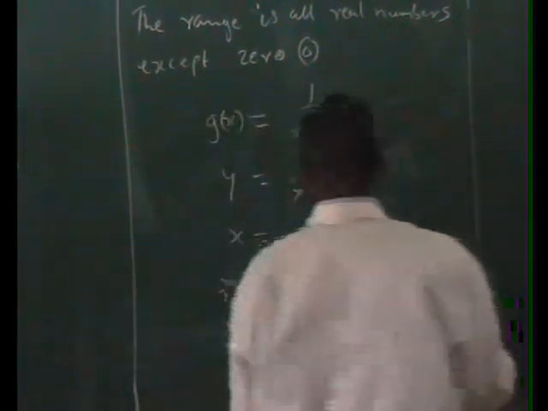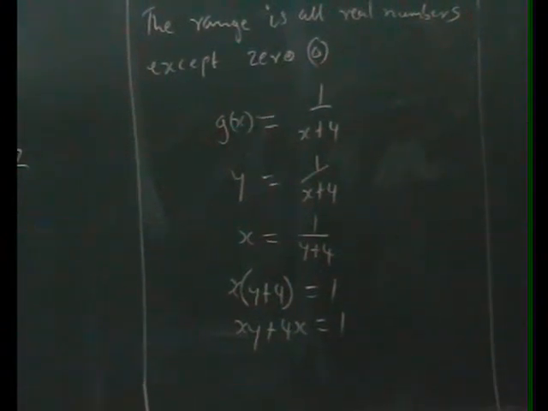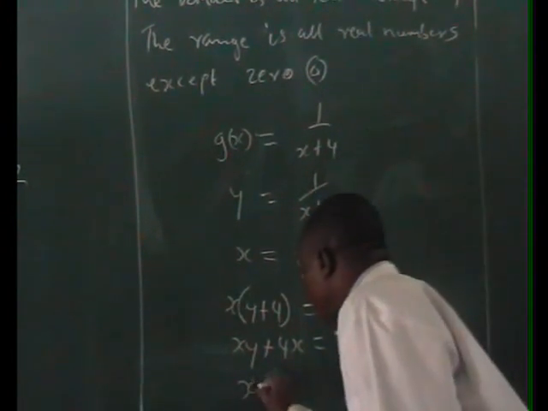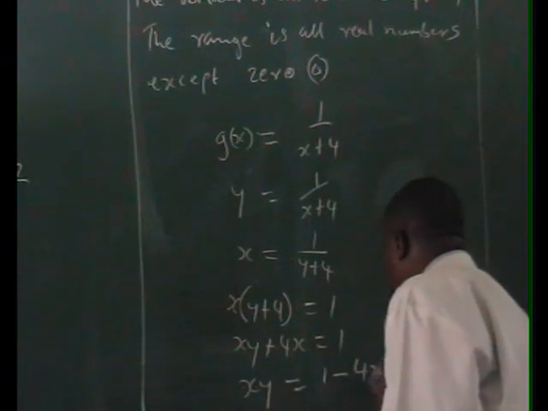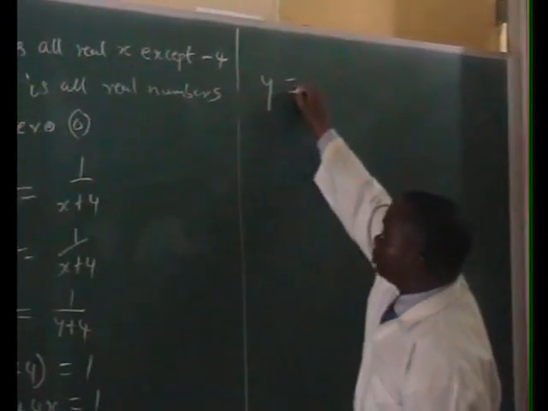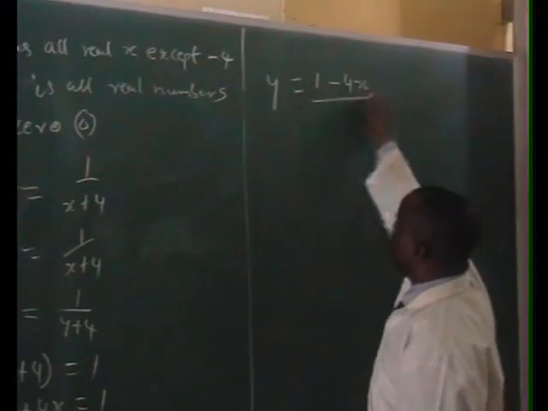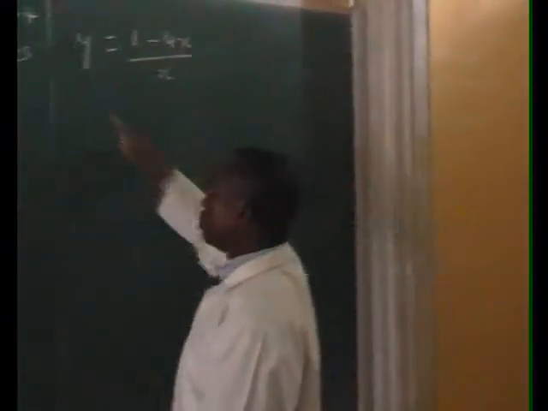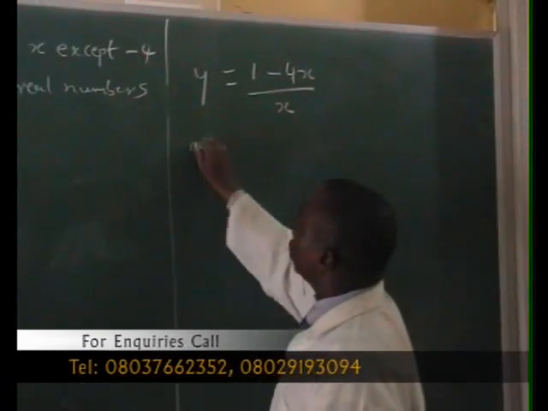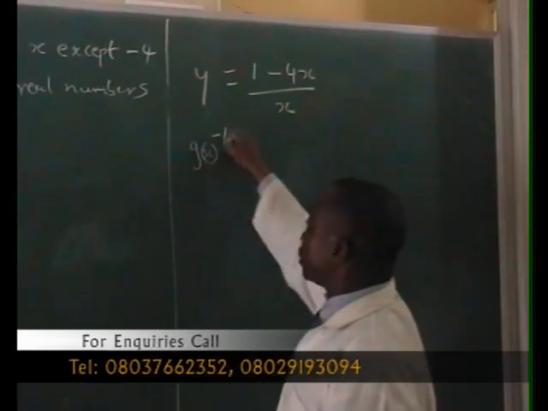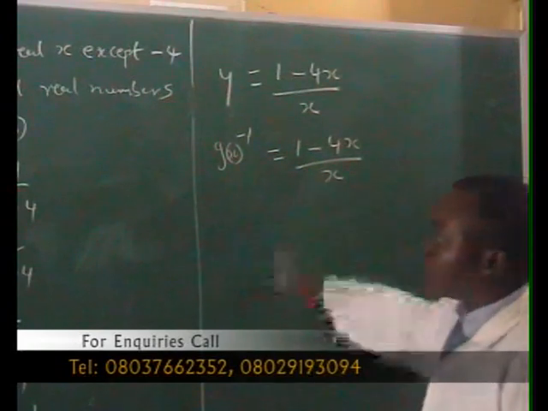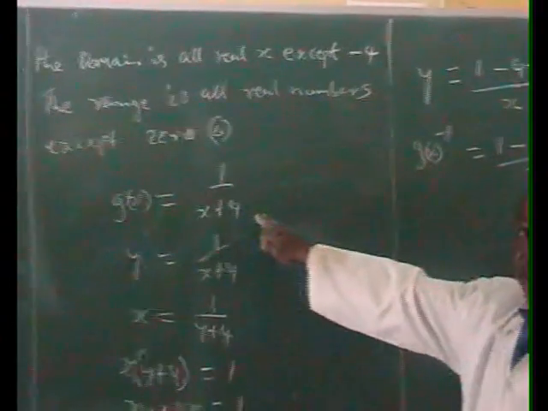And remember that what I really need is y to stand alone. So I will transfer this to the other side, and I will have xy equal to 1 minus 4x. That is, y only will be equal to 1 minus 4x all over x. Now remember that g of x is equal to y. So I will have that g inverse of x is equal to 1 minus 4x all over x. So that is the inverse of this function.